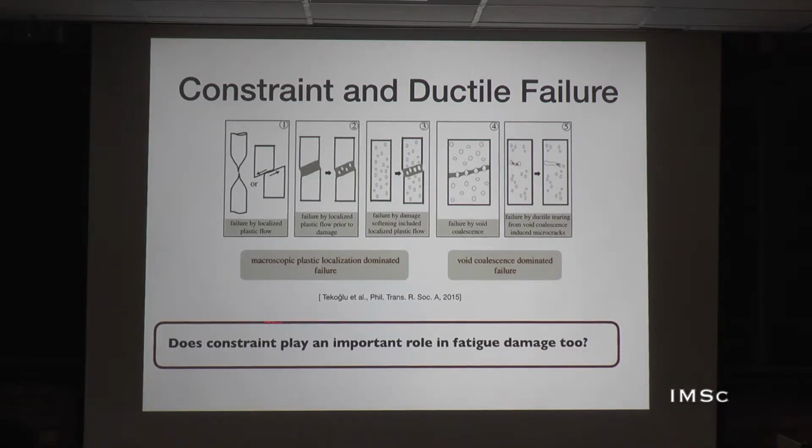Now, the question that we want to address is whether this kind of dependence of ductile damage on constraint is also reflected in fatigue damage or not. And this is something which has not been given much attention so far. Only very recently people have started accounting for it. People have done multiaxial states of stress, but the triaxiality parameter playing a role has not been considered. And what we feel is, if we account for this dependence on the damage mechanisms, maybe we can capture it.